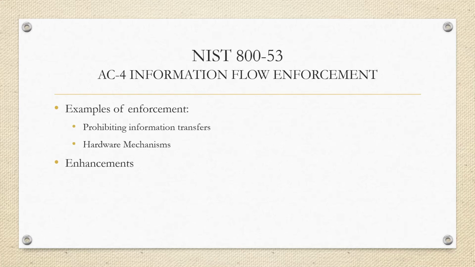Another part of satisfying AC-4 in the information flow enforcement is enforcing the access controls. So when you're doing an audit, some things that you can look for that would satisfy the enforcement aspect of AC-4 is prohibiting information transfers, so not allowing any information transfers between systems. In some organizations, that can be a little bit extreme. Another way to do it is hardware mechanisms to support one-way information flows. These devices could be gateways, routers, firewalls, anything like that.